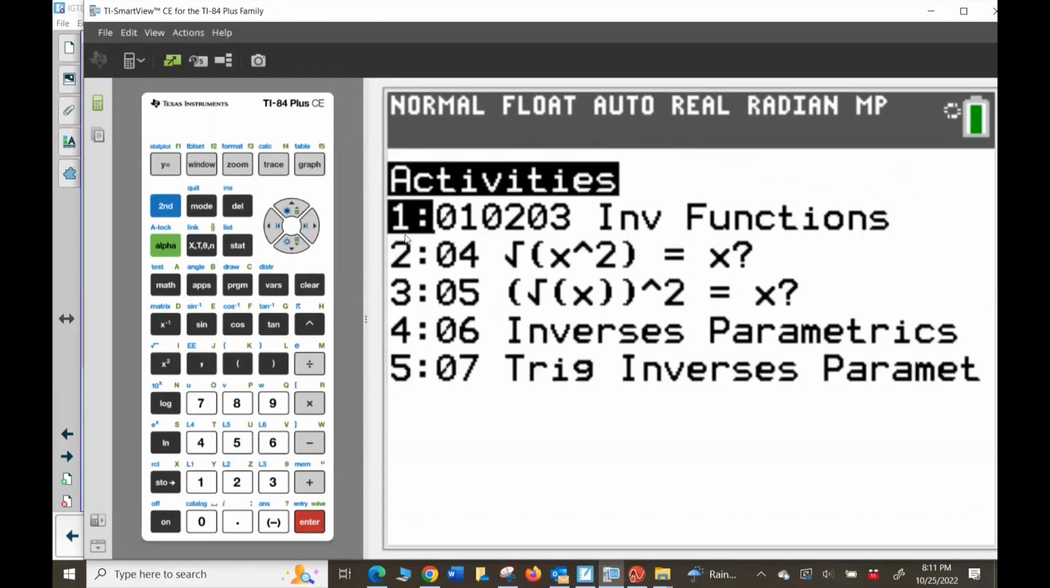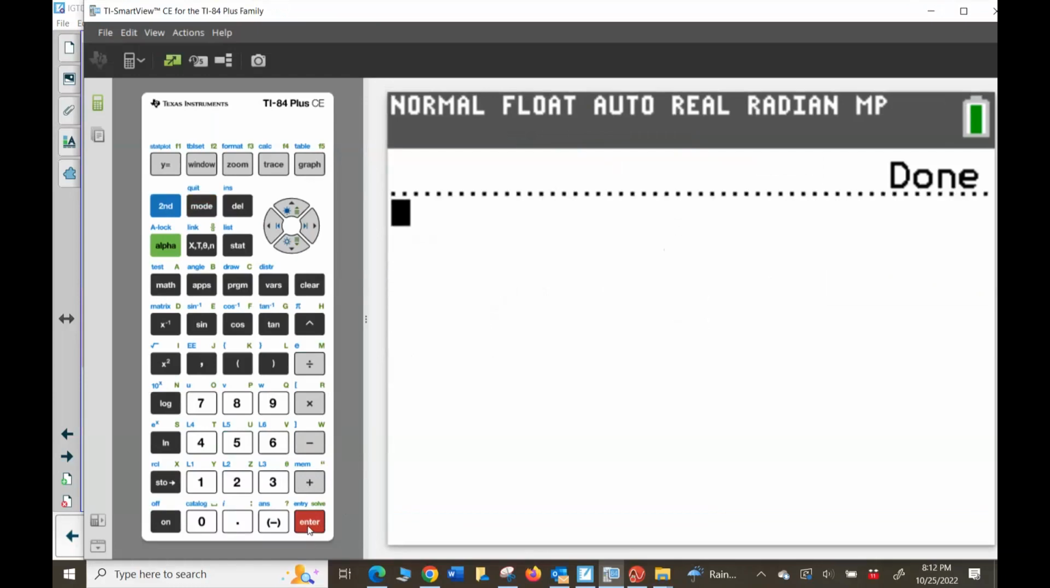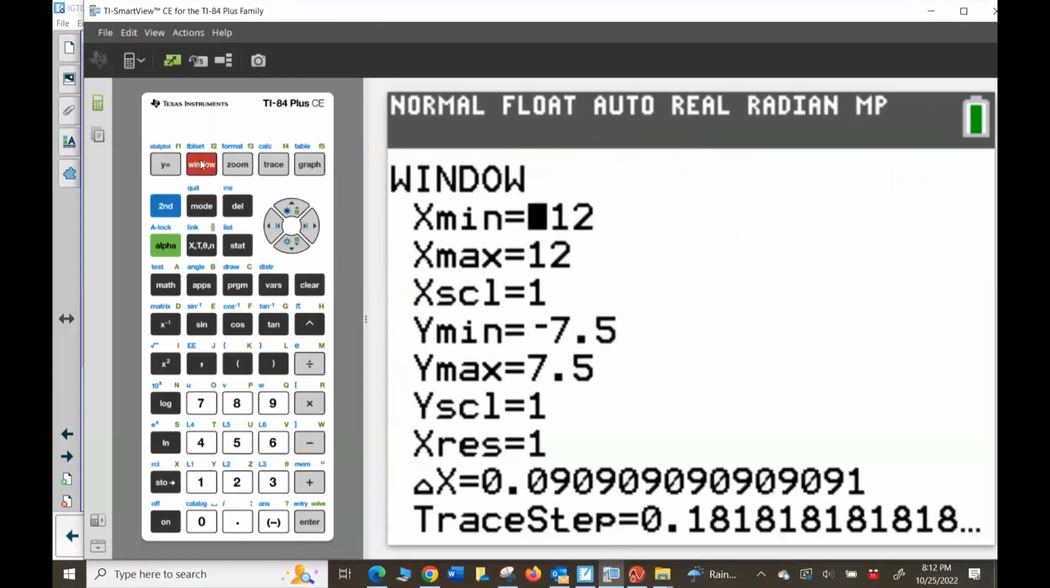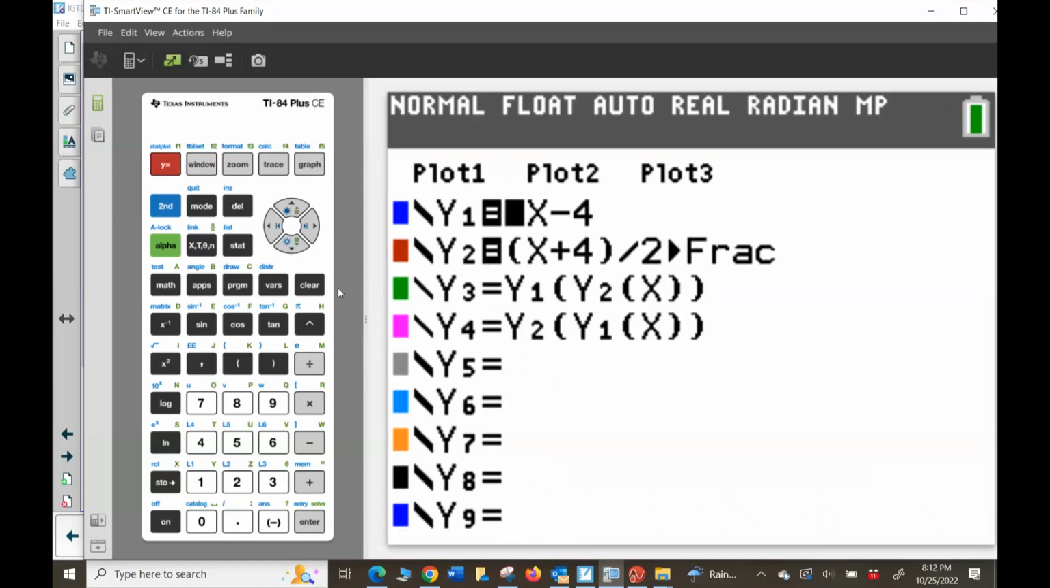So I'll press this number 1 right here or enter. And now what it's done is it's already pre-populated the Y1, Y2, Y3, Y4. It set the window how I would like it. Everything's kind of cleaned up from whatever I've done before. Okay. So what I'm going to go ahead and do is, by the way, I'm going much quicker with this than I would with students. Okay. I'm just trying to show you how the technology is being used. I'm not teaching the whole lesson.